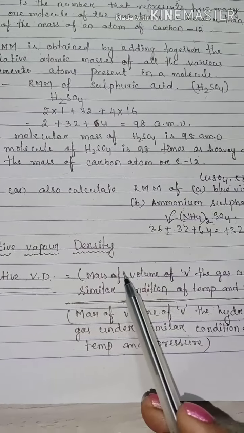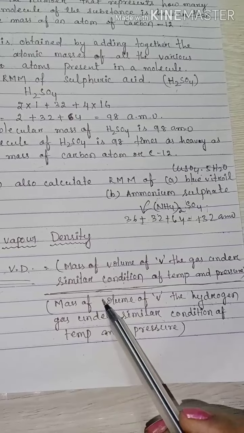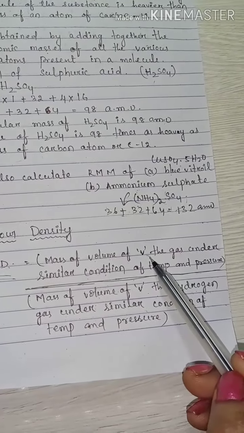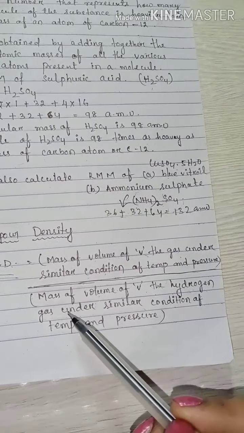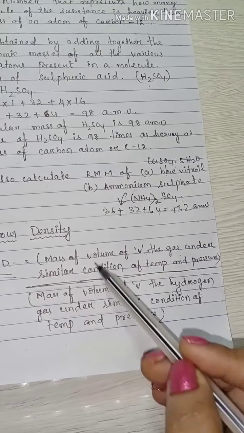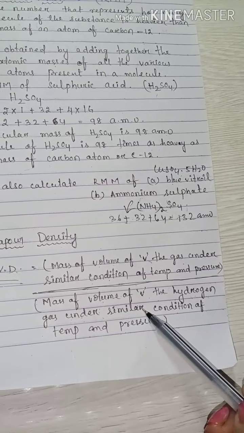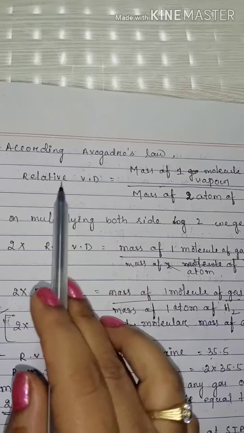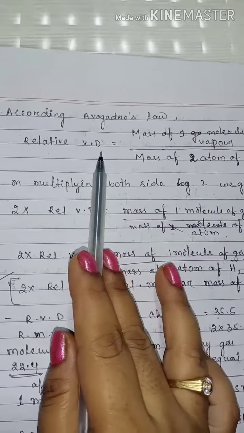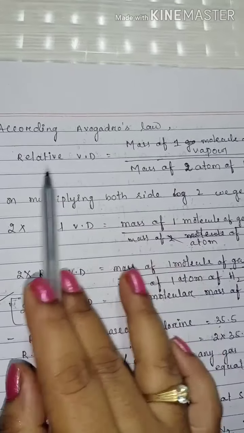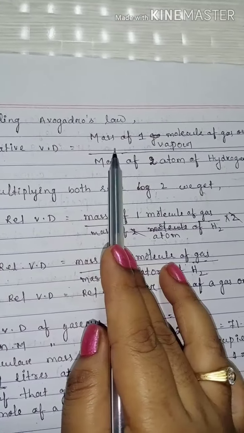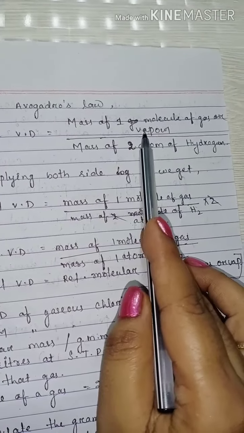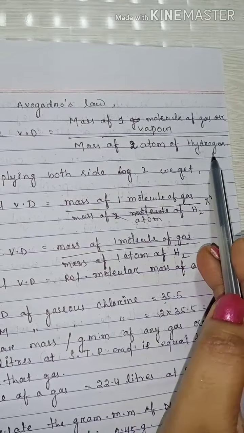Relative vapor density means, if we compare the mass, it becomes the simple ratio between the mass of a volume of any gas and the mass of the same volume of hydrogen under the same pressure and temperature condition. Okay, it is the relative vapor density. According to Avogadro's law, the relative vapor density is equal to the mass of one molecule of gas or vapor divided by the mass of one molecule of hydrogen.